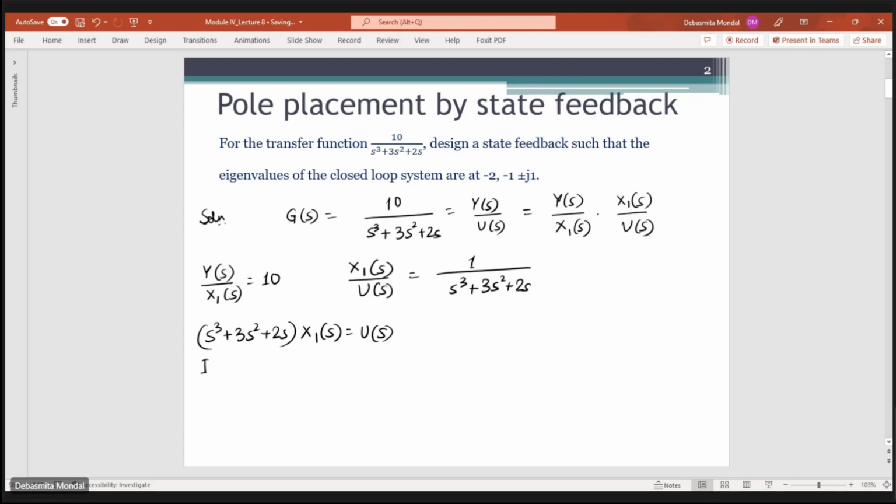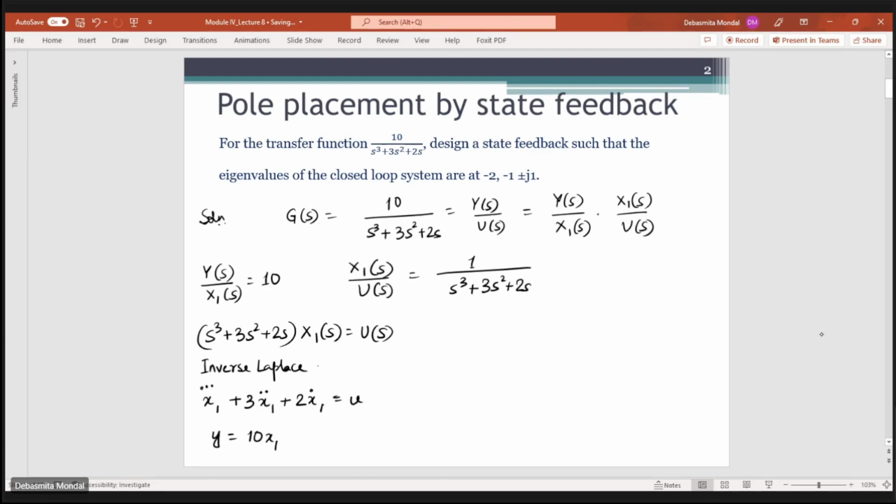Now if you take the inverse Laplace transform, you can write that this one will be the third order derivative of x1 plus 3 multiplied by the second order derivative of x1 plus 2 multiplied by the first order derivative, that is equal to u. I'm not writing the t; x1 is a function of t, and u is also a function of t. Similarly for y, you can write that y is equal to 10 into x1.